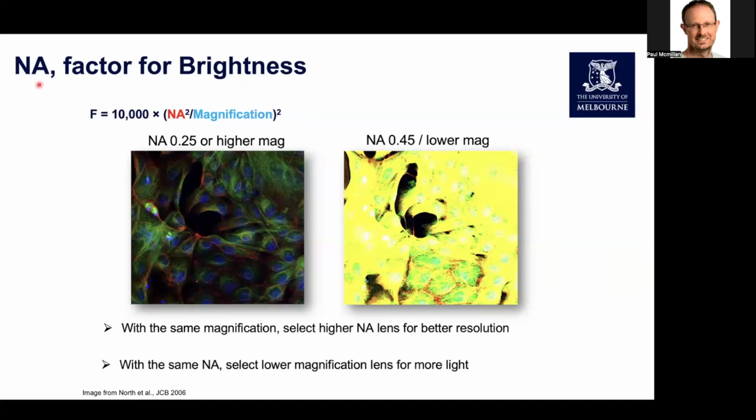I mentioned this already. Numerical aperture is a factor for brightness. So here, if we've got the same magnification, we select the higher NA lens for better resolution. If we have the same numerical aperture, then we're selecting the lower magnification lens for more light. Again, the equation is there if you want to work through that yourself.